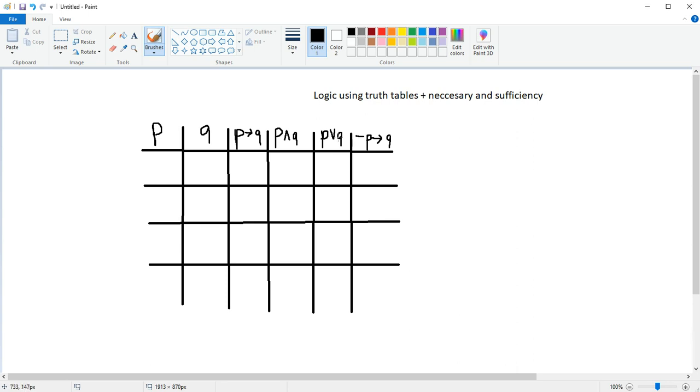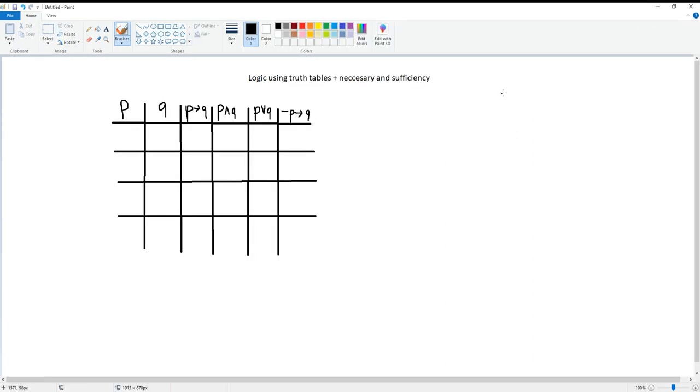Hey, so today I'm going to be making a video on logic using truth tables and understanding what necessary and sufficiency is with logic. So when we think about logic or any logical situation, it's what it sounds like in math and in basic English.